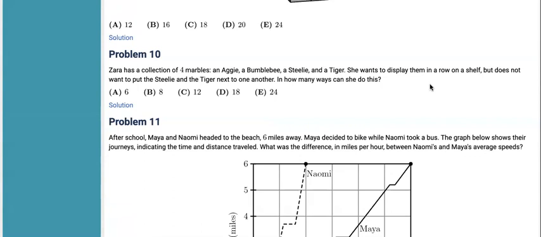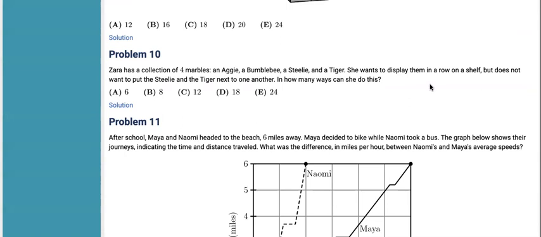Well, if we make Steely and Tiger one compound marble, call it the steel tiger, then we have Aggie, the steel tiger, and Bumblebee. There's 6 ways to rearrange this, but Steely and Tiger can swap orders. So it's actually 6 times 2, which is 12. Now 24 minus those 12 bad cases gives 12 as her answer. So there's 12 ways she can do this.